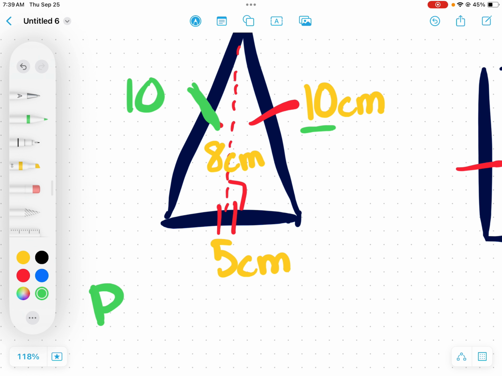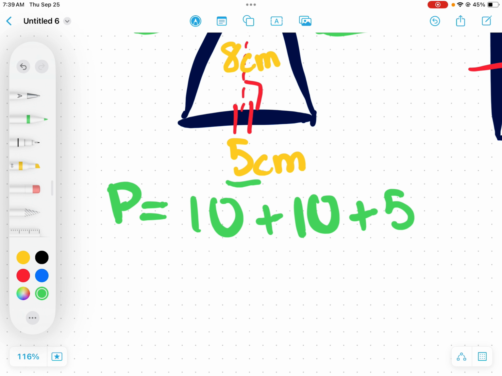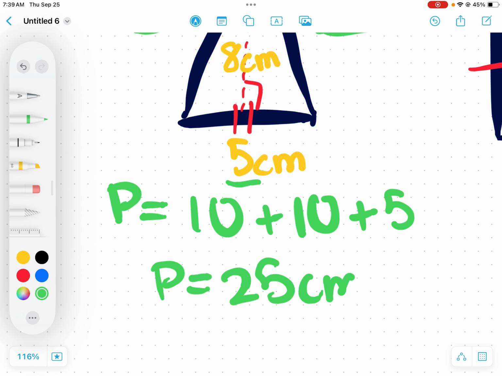For perimeter, we want to add all of the sides together. Keep in mind, the height is not a side. We're just going to add the outside ones, okay? So for P, I'm going to do 10 plus 10, which is those sides right there. Then I have my base, which is 5. Okay, 10 plus 10 is 20, plus 5 is 25. So P equals 25 centimeters.